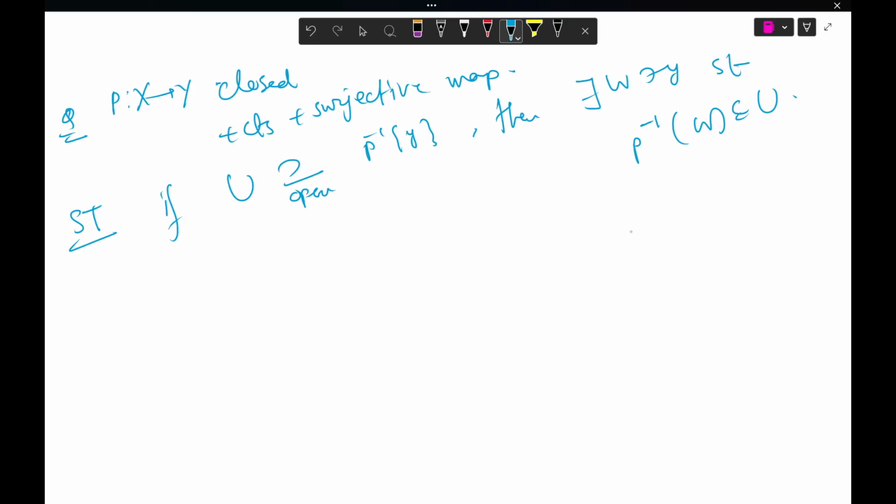Sir, here we have assumed that only U is open. Yes, U is open, and we need to find a W which is an open set containing y, so that P inverse of W will be a subset of U.